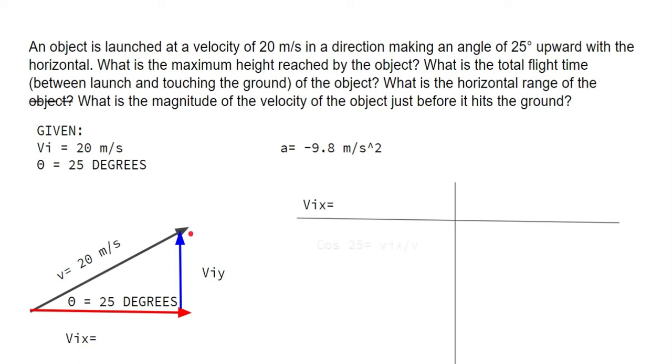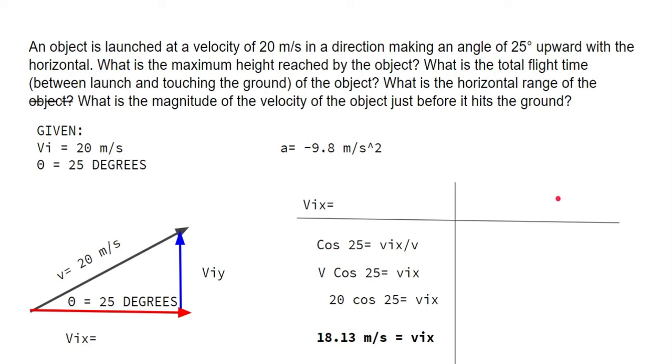C, which stands for cosine. So cosine 25 degrees is equal to its horizontal, or its adjacent, over the hypotenuse, so Vix over V. Now we cross multiply the given. So we have V, the velocity, times cosine 25 is equal to the initial velocity of the horizontal. Substituting the values, we have 20 cosine 25. Using your calculator, you will have an answer of 18.13 meters per second.